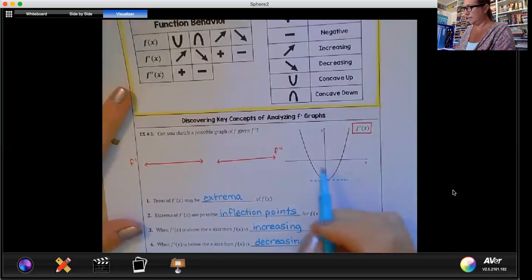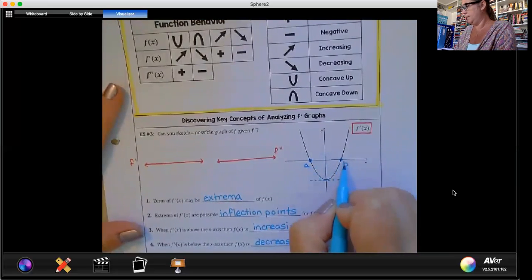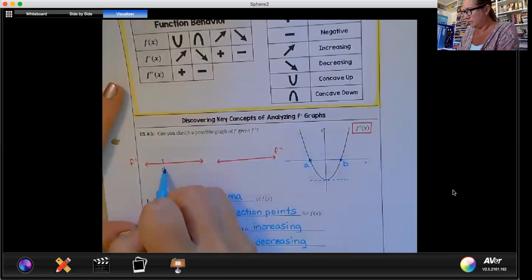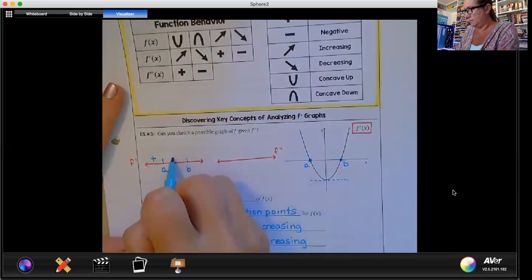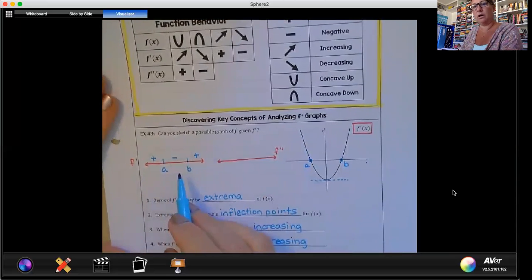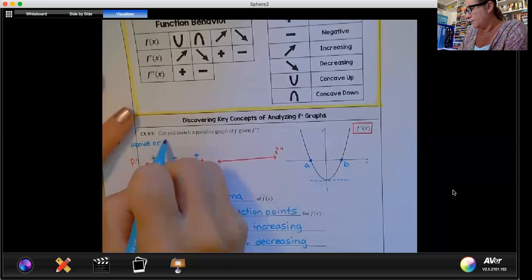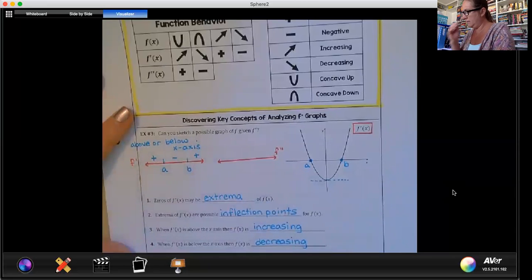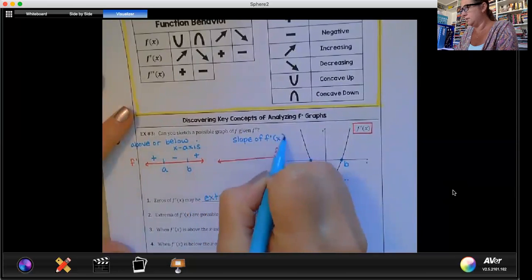All right, so looking at f prime. So we're going to call this point A and point B. So from negative infinity to point A, our graph is above the x-axis. From A to B, it is below the x-axis, and from B to infinity, it is above the x-axis. So to fill in the f prime chart based on the graph that you see here, you have to know, is it above or below the x-axis? And then for f double prime, you're looking for the slope of f prime to determine your signs.